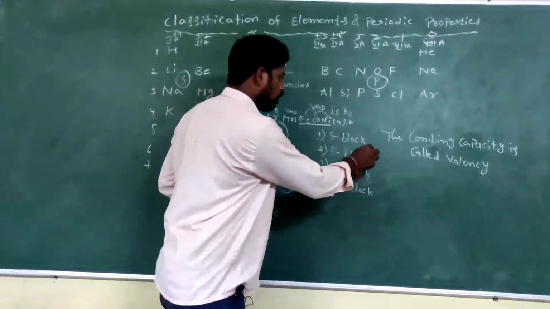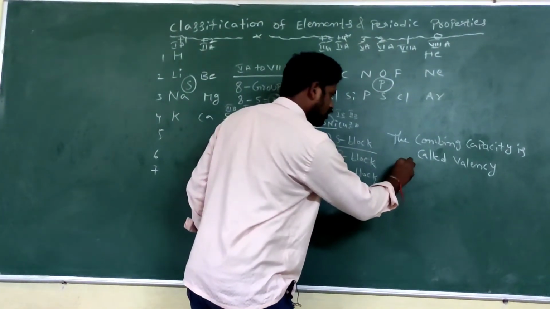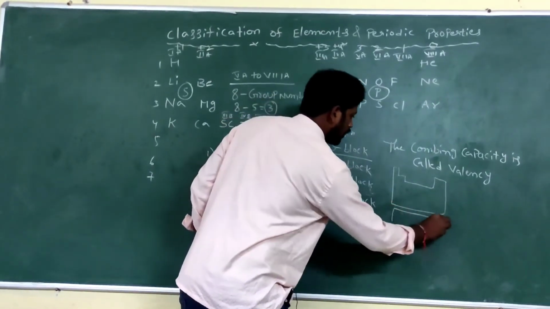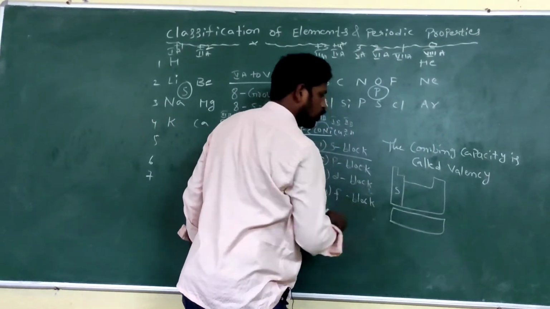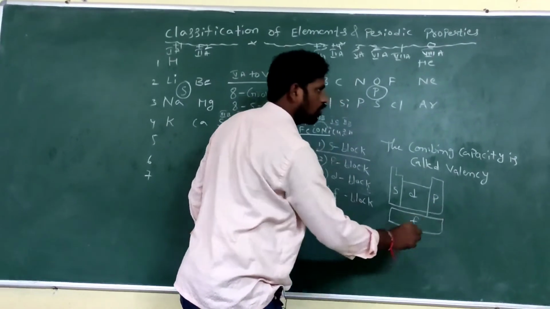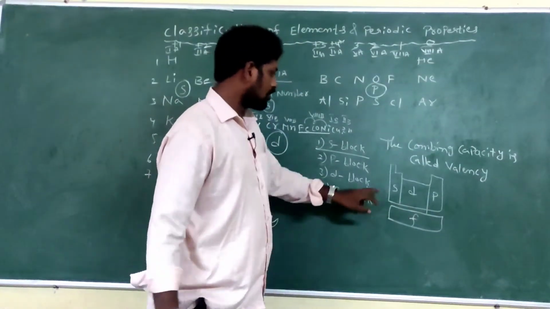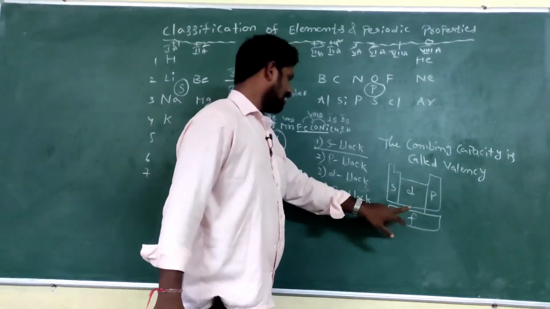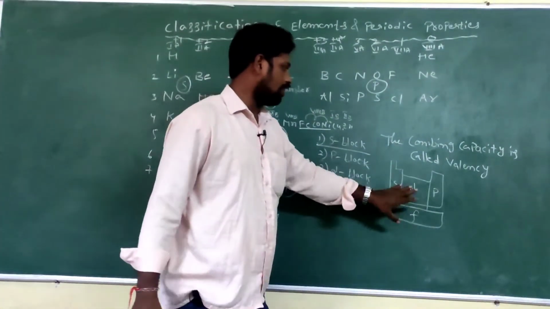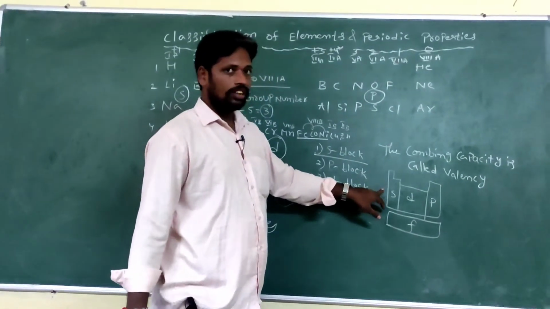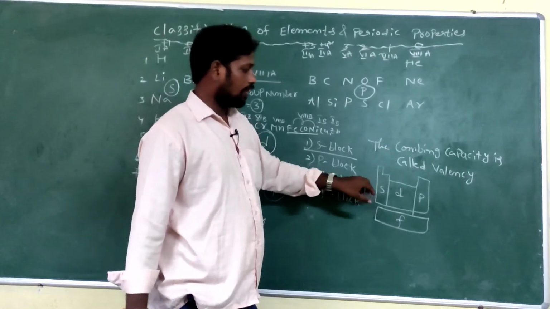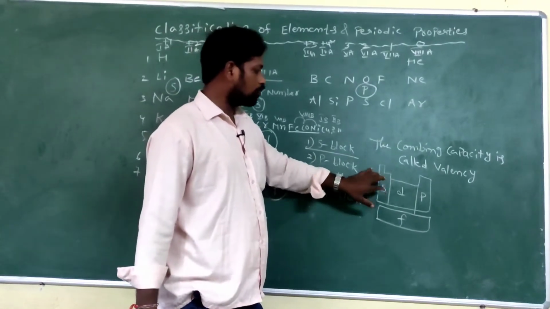Okay, S block. Suppose you take the modern periodic table, a small version. Here near the left is the S block, next is the P block, in the middle is the D block, and the outermost is the F block: S, P, D, F. When the different electrons enter into the S block, that is called the S block elements.